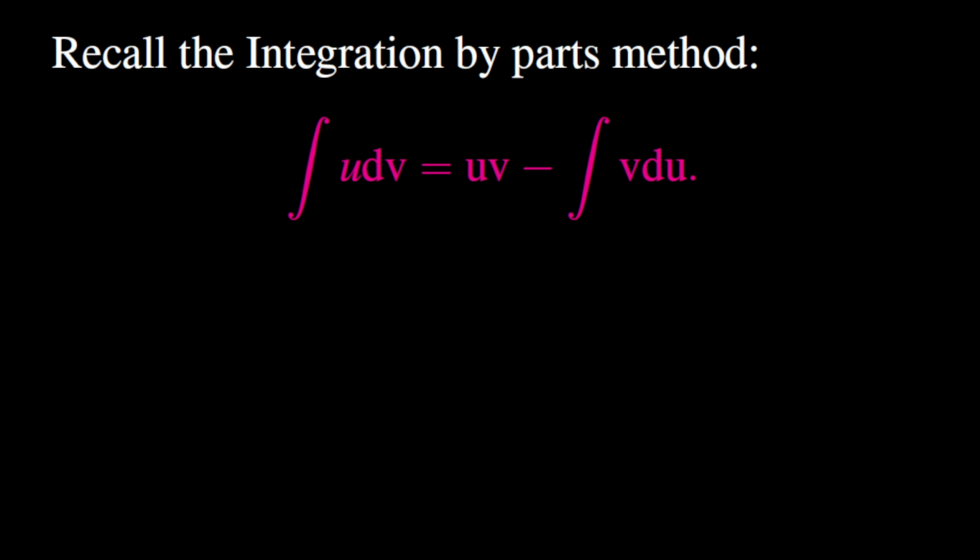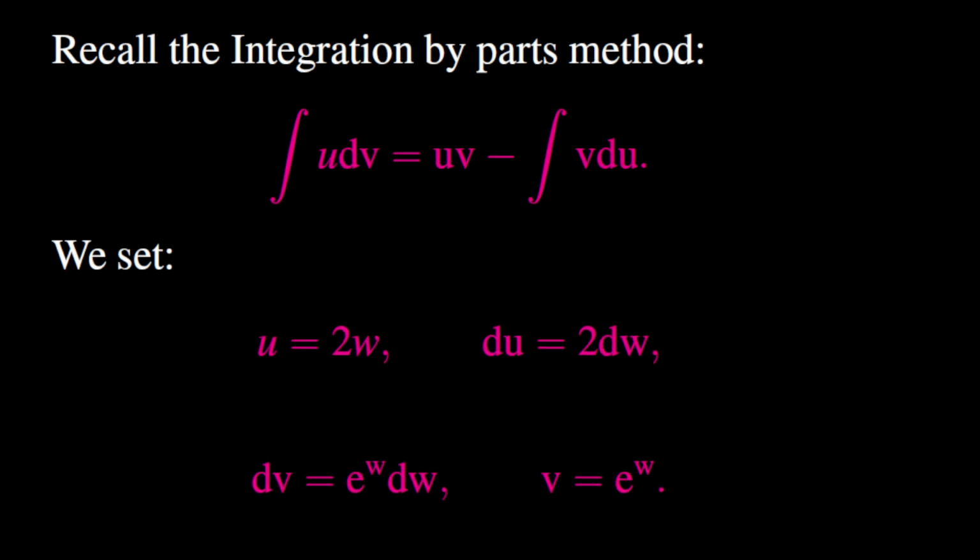Let us briefly review the method of integration by parts. We know that the integral of u dv is equal to u times v, minus the integral of v du. Therefore, we set u equal to 2w, so du equals 2dw. And, dv equals exponential of w dw, and v equals exponential of w.